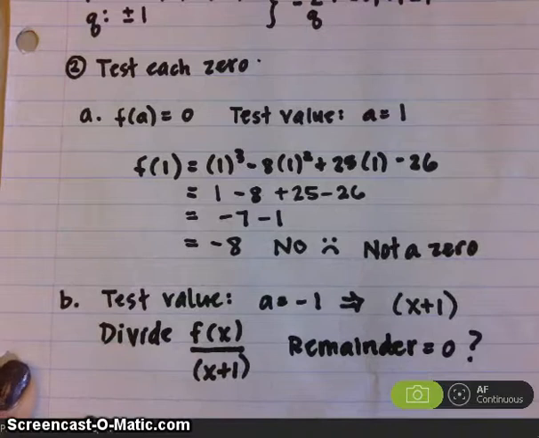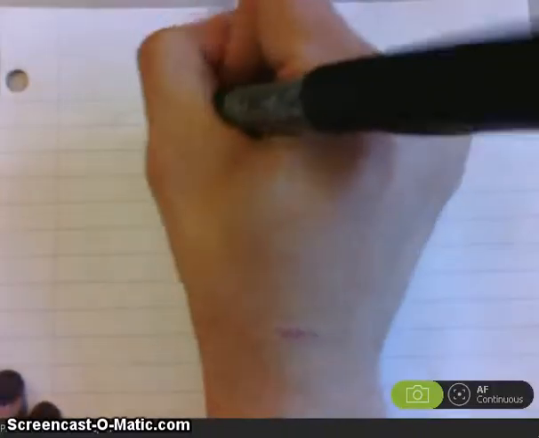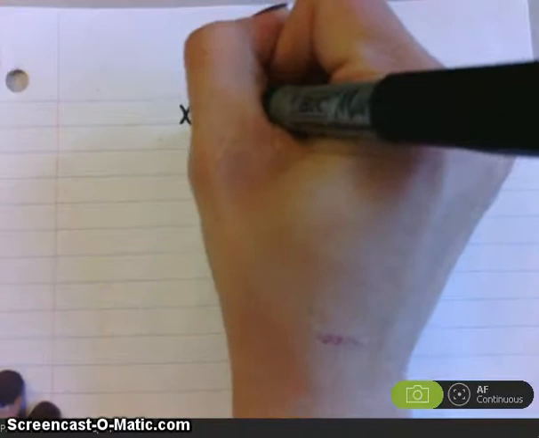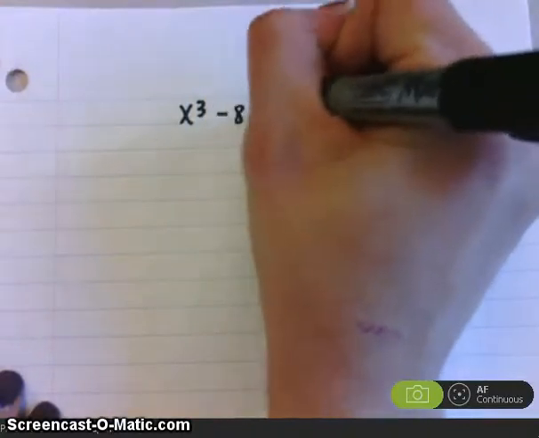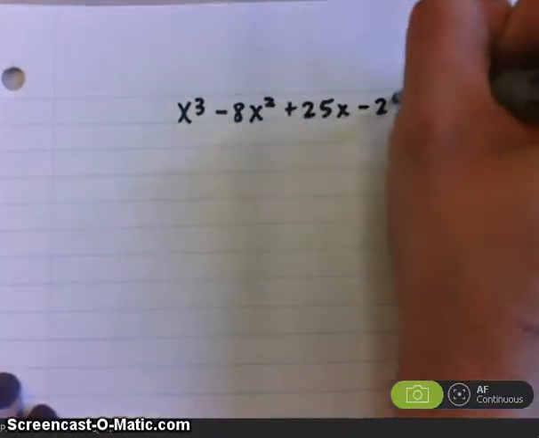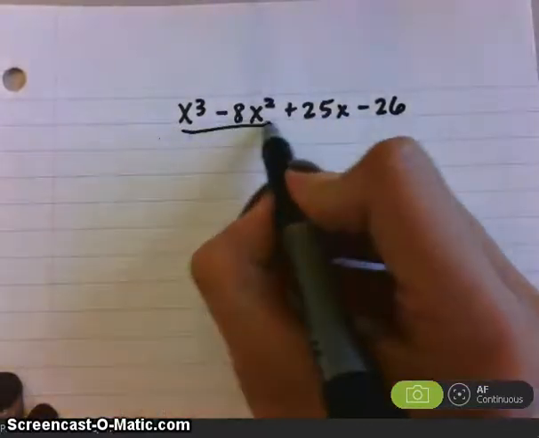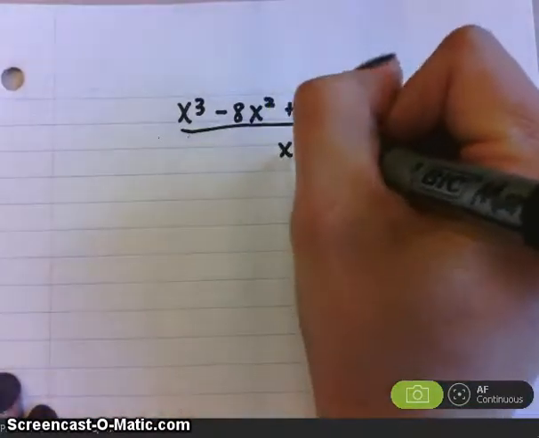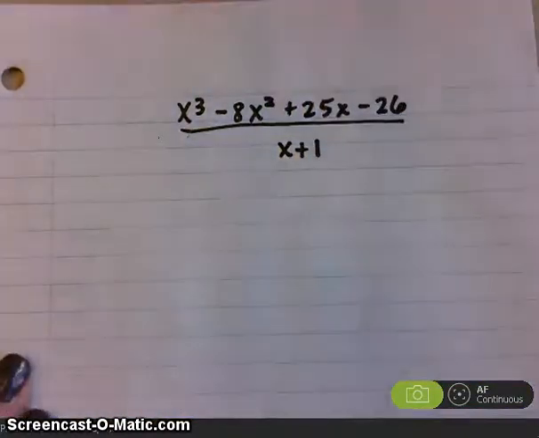We're looking to see if the remainder is 0 when you divide those two factors. So in terms of doing that division, let me switch to another sheet of paper and show you what that would look like. So dividing f of x, which looked like this, x cubed minus 8x squared plus 25x minus 26, by the factor that we're testing, x plus 1.